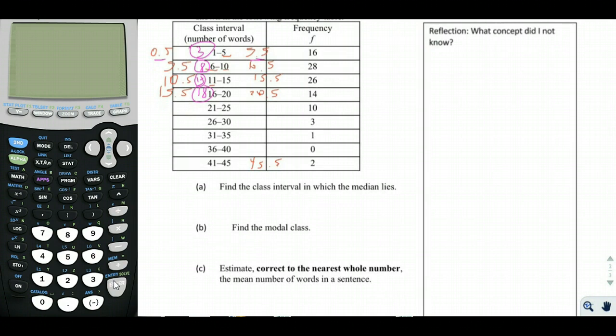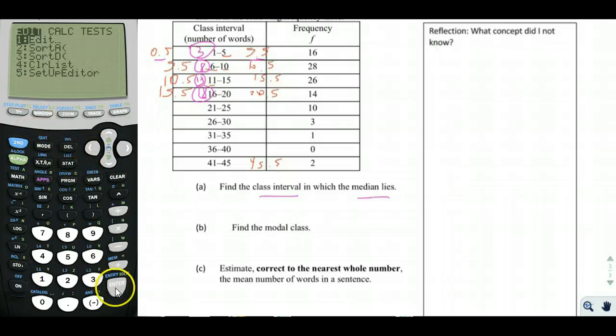So let's see, using the calculator, what the class interval in which the median lies is. Basically, the calculator is going to give us the median from the center value here. We're only going to put the center value in the calculator. I'm going to show you how to do that here. So you go into Stat Edit, like we did before.